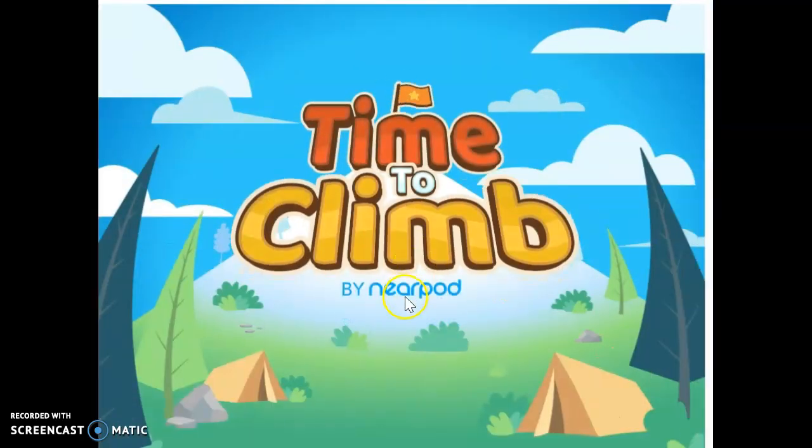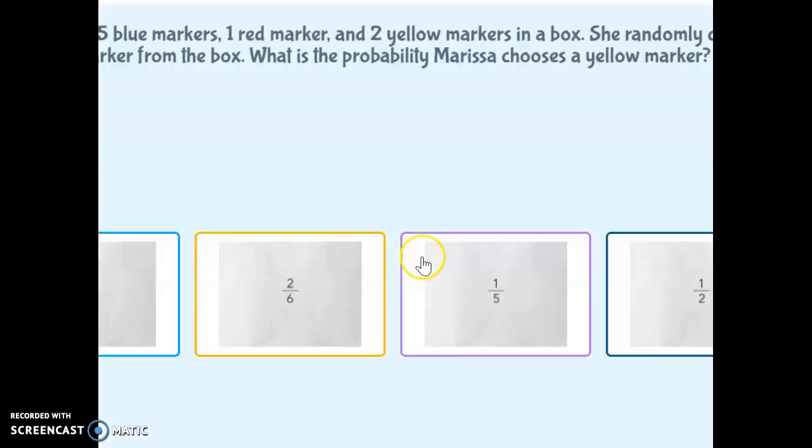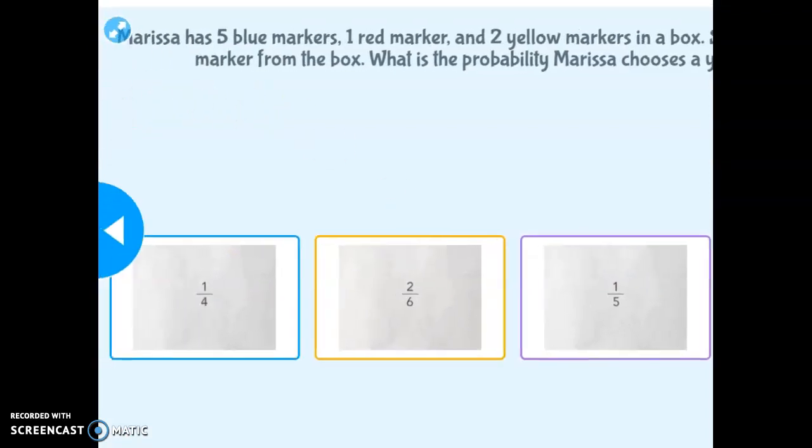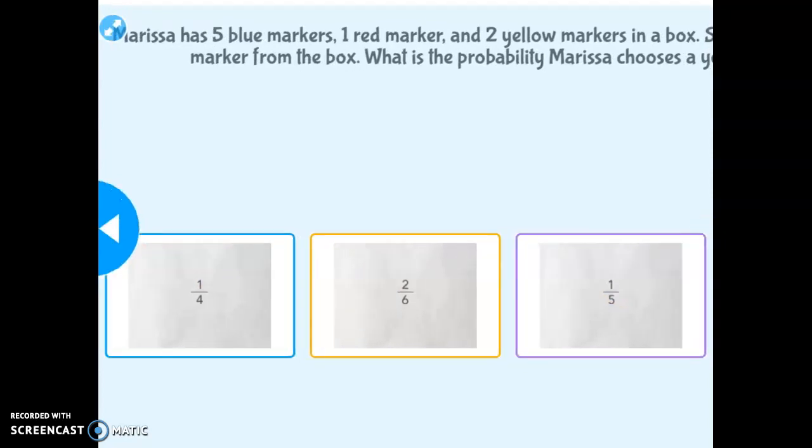Here we go, time to climb. Oops, let me stretch this out. Can't stretch it while I'm doing it, sorry. Didn't realize it was going to be a bigger slide.